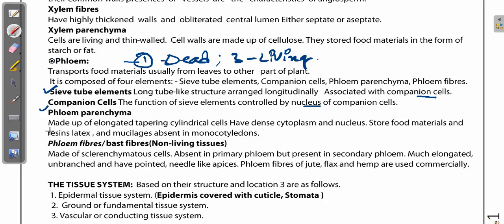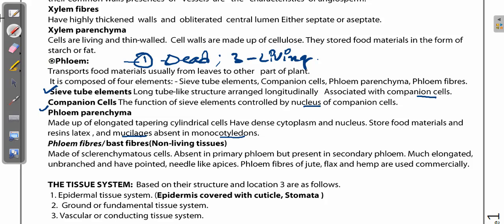And also, additionally, some of them can store resins, latex, or mucilage, which could be absent in the monocotyledons. The resins and latex are a few substances obtained from the sap of the plant. So there could be some changes in the sap of the plant, and they will be secreted out. It could be waste material for the plant, or sometimes it could be to protect itself from herbivores.